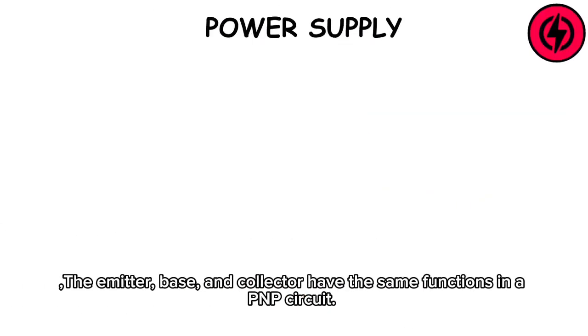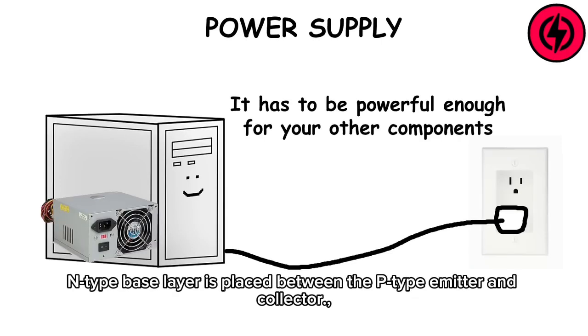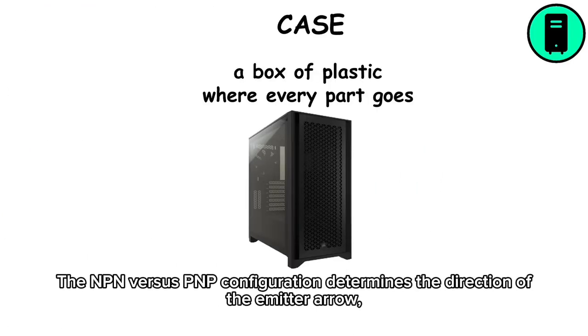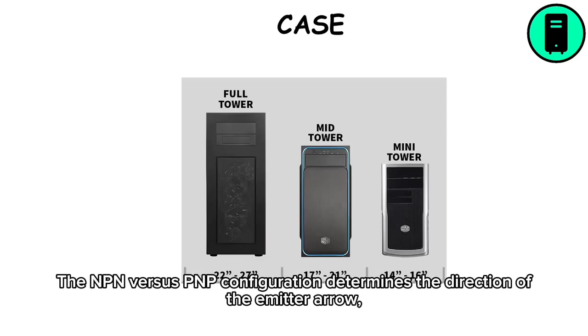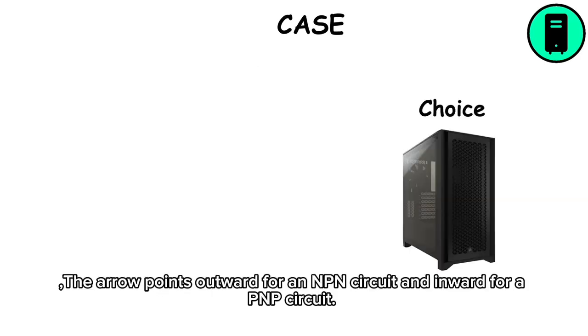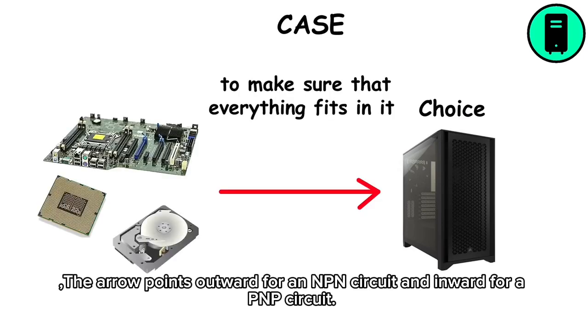The emitter, base, and collector have the same functions in a PNP circuit. The only difference in a PNP transistor is that an N-type base layer is placed between the P-type emitter and collector. The NPN versus PNP configuration determines the direction of the emitter arrow, which is always part of the emitter-base junction. The arrow points outward for an NPN circuit and inward for a PNP circuit.